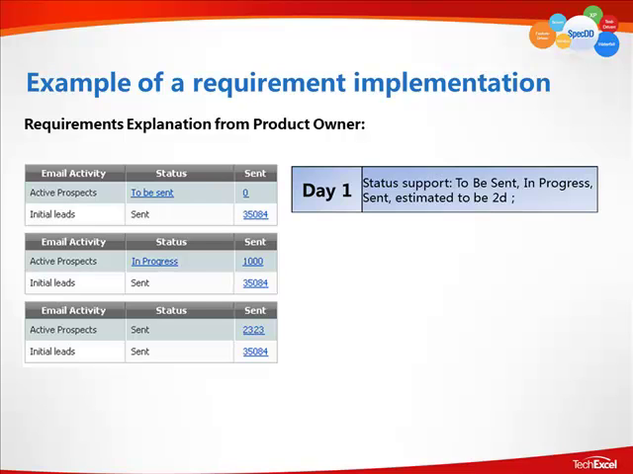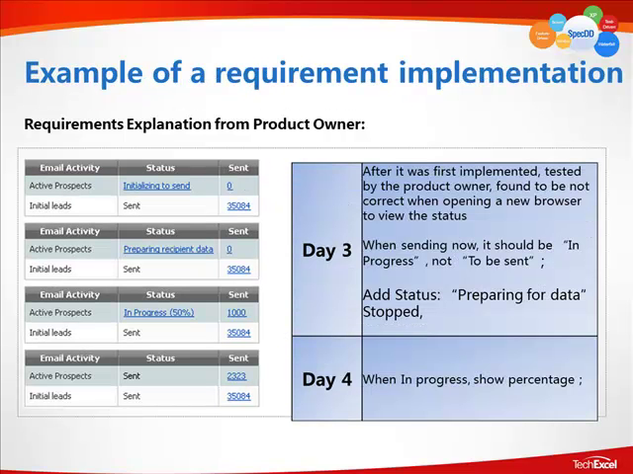As the developer started developing this seemingly simple requirement, on day 2, they actually already encountered an issue. When it was first implemented, it was tested by the product owner, and it was found to be incorrect when opening up a new browser in the middle of one of the statuses. The specific example is that when the emails were in the process of being sent, whereas it should have been changed to an in progress status, it wasn't.